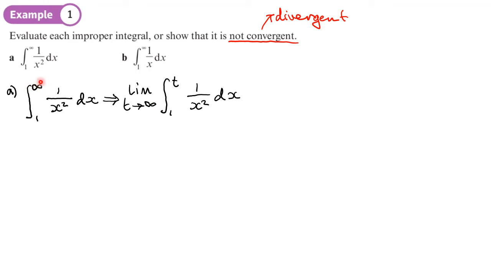We can't just integrate this and just substitute infinity as a limit. It doesn't make sense. We want to see what happens. What's the limit? Where does it go to? Does it converge or diverge?